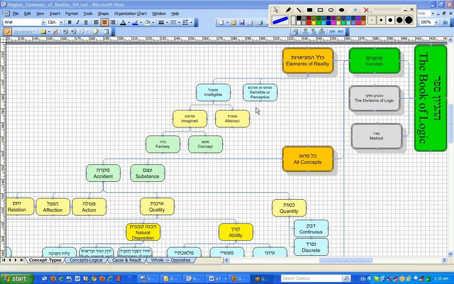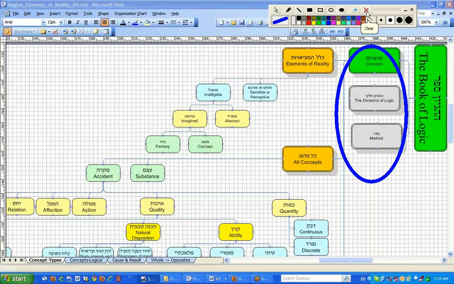Sefer Higayon is divided into three parts. Here I made an indication of those three parts. You have what's called his discussion of musagim, of concepts, which we'll be finishing today. He tells us the source of concepts and the various types of them.